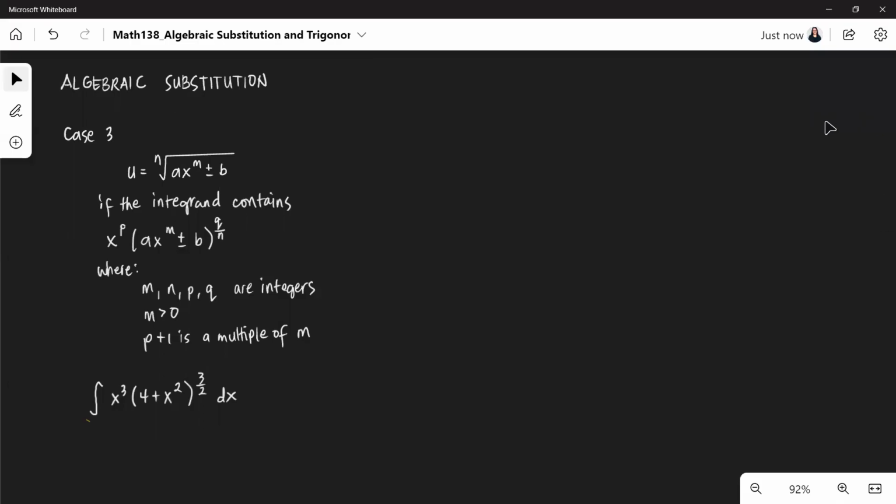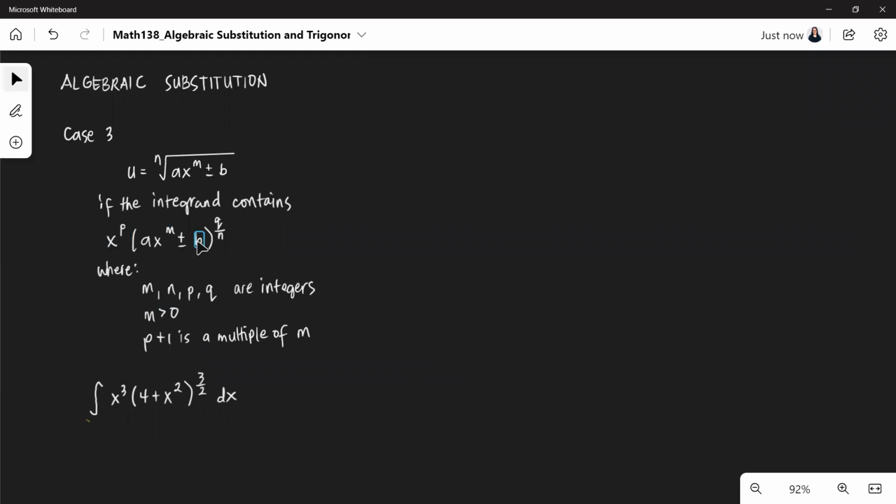So this is case 3 of algebraic substitution. If the integrand contains x raised to the power of p times a x raised to the power of n plus or minus b quantity raised to the power of q over n. So the one with the fractional power is this binomial where m, p, and q are integers. Meaning q over n is a fraction, and m is greater than 0.